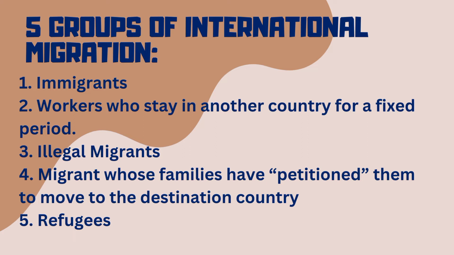Now we have the fourth group, which refers to those migrants whose families have petitioned them to move to the destination country. So this type of international migration is also called as chain migration. This is a migration of people to a specific location because relatives or members of the same nationality previously migrated there. For example, you are from Thailand, then ibalhin kag puyo sa Canada. Then you gradually sponsor all your family members para mo move na pod sa Canada.